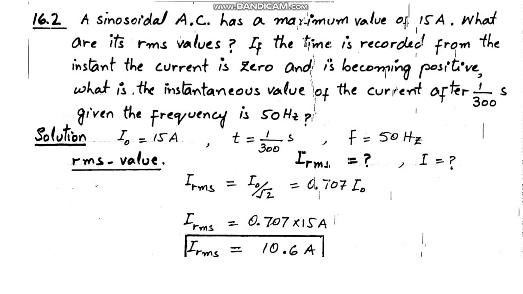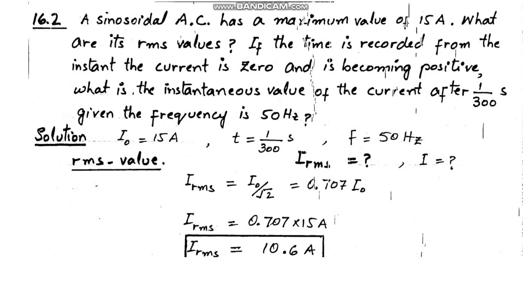So IRMS value, we know the formula. IRMS is equal to I naught over under root 2. 1 over under root 2 value is 0.707 and I naught as it is. In the question, I naught is given. So we put the value of I naught. IRMS is equal to 0.707 multiplied by 15 ampere. After multiplying, we get the answer. IRMS is equal to 10.6 ampere.